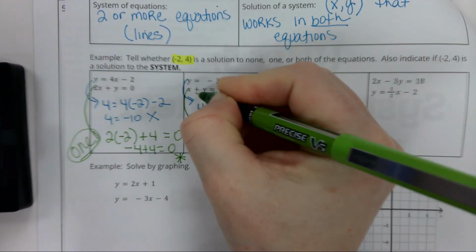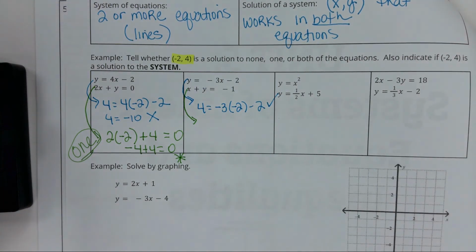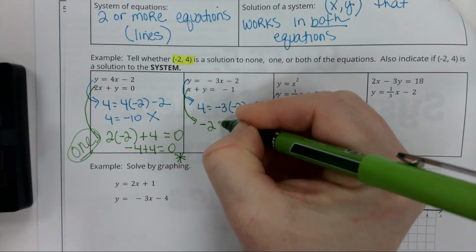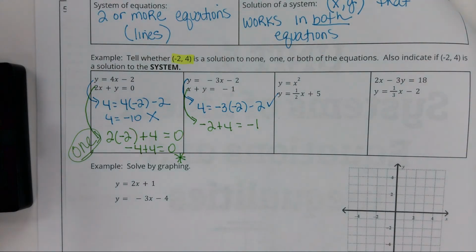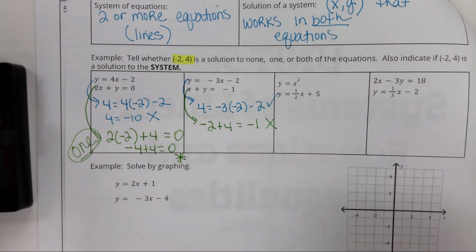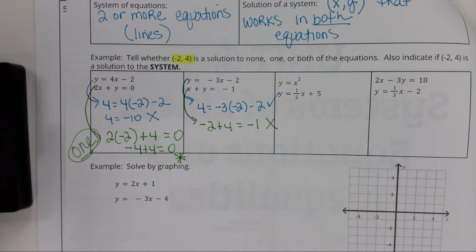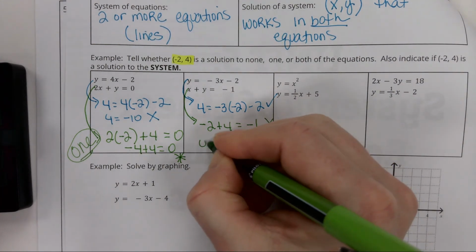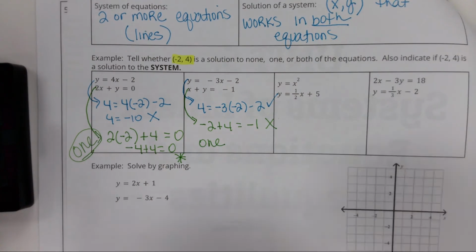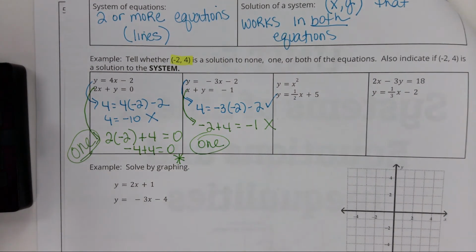x plus y. So what am I going to write? Negative 2 plus 4 equals negative 1. Is that true? No. I know I did a star before, but X, not true. Worked in 1, just like the last one. Is it a solution to the system? No, not a solution to the system.